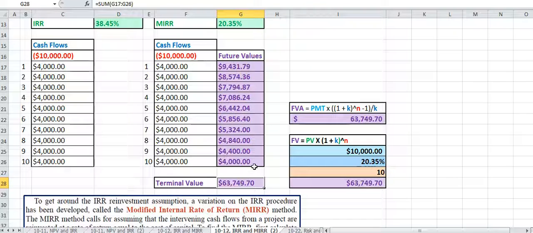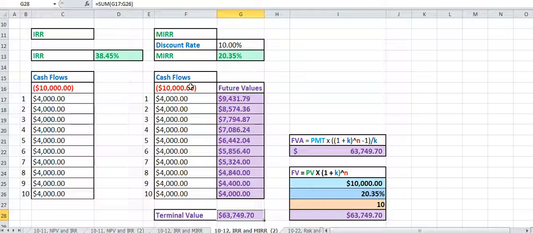Now, since we have an Excel spreadsheet, I was able to go right up here and put in the actual formula for the modified internal rate of return. If you look up here in the address bar, you can see it says equals MIRR, parentheses, and then I put F16 through F26, which are the cash flows, including the negative cash outlay, and then comma, and G12 is just the assumed discount rate, and that's going to give us our modified internal rate of return.